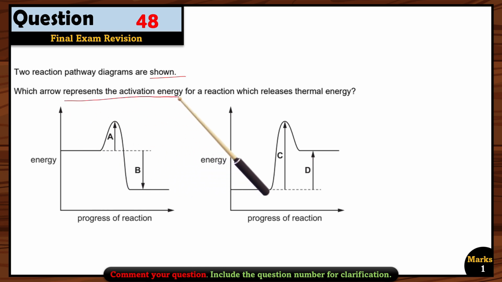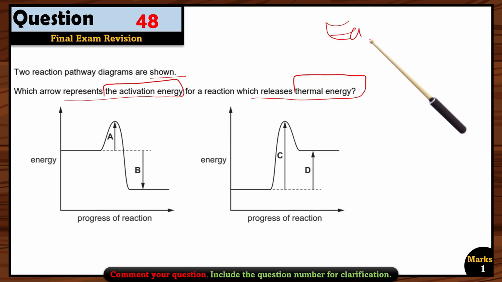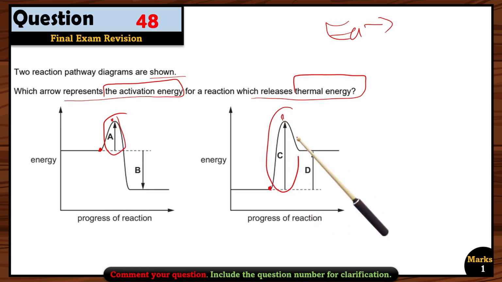Which arrow represents the activation energy? Here you have to find. For a reaction which releases thermal energy, I already told you activation energy is the energy required to break the bonds, right? So it will start from reactants to the top. A is your activation energy. Reactant to the top, C is your activation energy, right? Now which option is right, A or C?